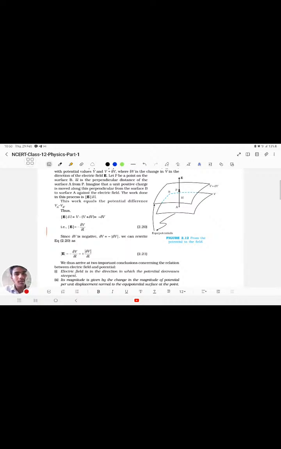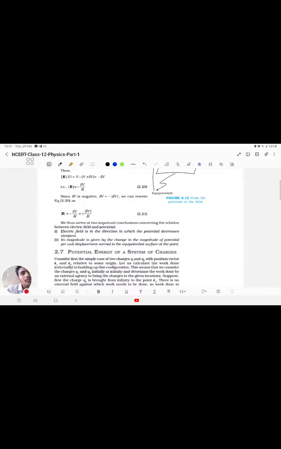Okay, so we thus arrive at two important conclusions concerning the relation between the electric field and potential. Electric field is in the direction in which the potential decreases steepest. Potential decreasing steeper means, I think, higher, which means that Va minus Vb is large enough, that is, the work done is large enough, which means that the electric field is in that particular direction. Its magnitude is given by the change in magnitude of potential per unit displacement normal to the equipotential surface at the point.